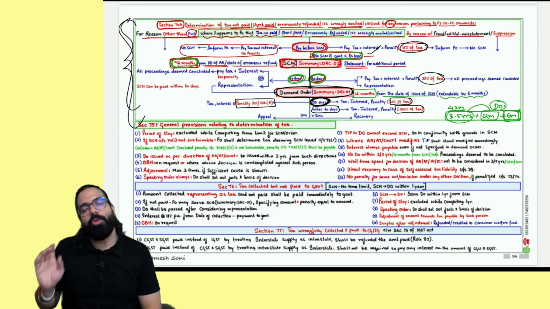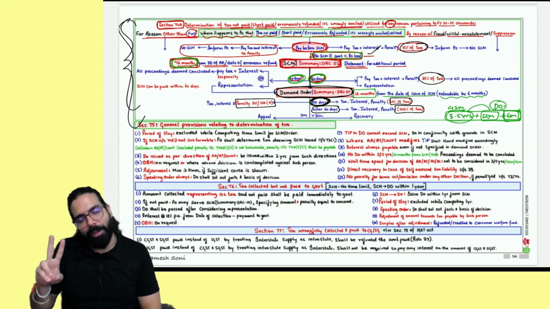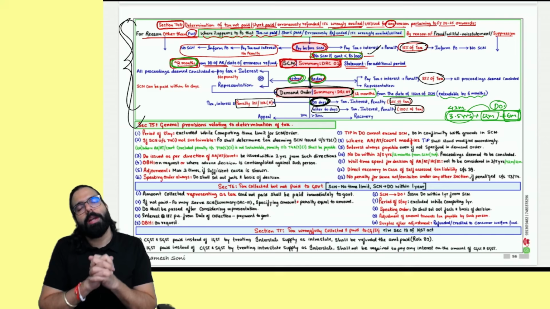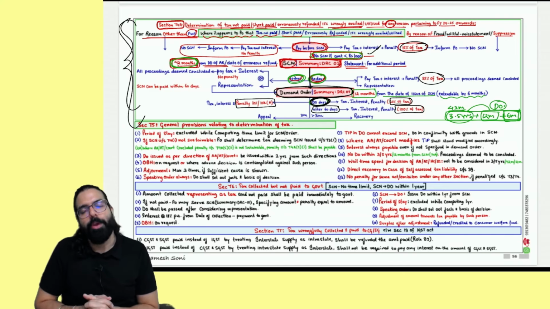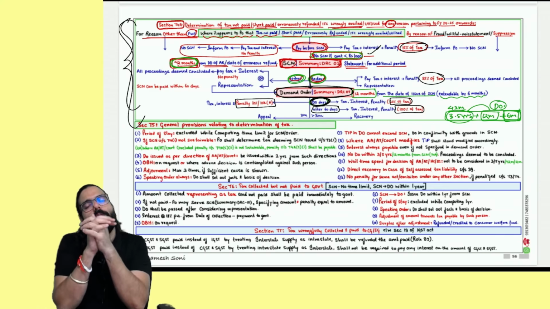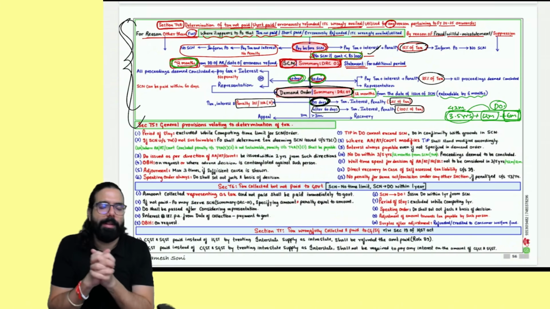Sir, no show cause notice if the amount is less than 1,000. Secondly, show cause notice has come. What is the time limit for show cause notice? 42 months. Okay. Can I make a voluntary payment after the show cause notice? Yes, within 60 days you can make the voluntary payment.